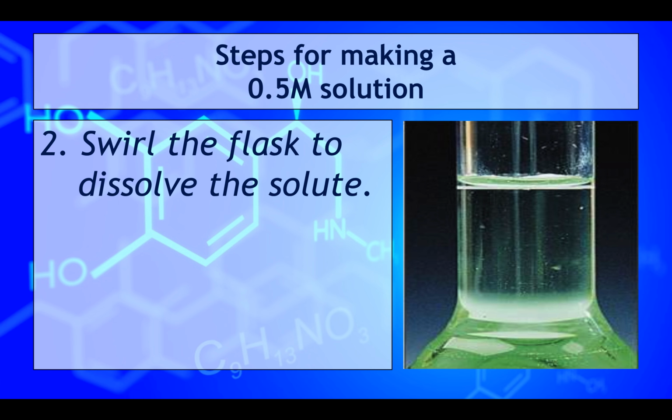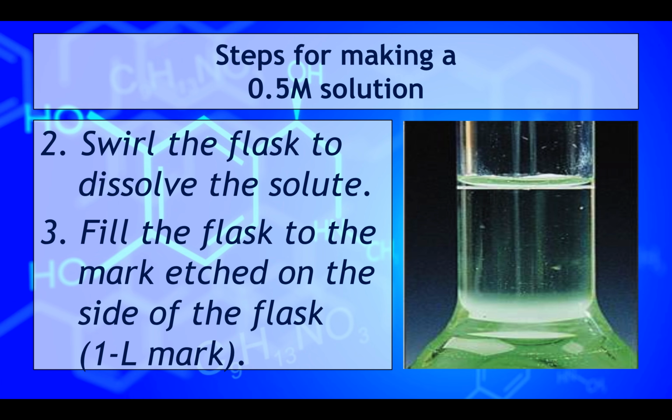The next thing we would do is swirl the flask to dissolve the solute into the half-filled liquid. And then we would fill the flask to a mark that's etched in glass on the volumetric flask, and we'd fill that right to exactly 1 liter. Notice also that this is the meniscus of the fluid, and we want the meniscus of the fluid to be touching that line. So this is where we're going to measure.